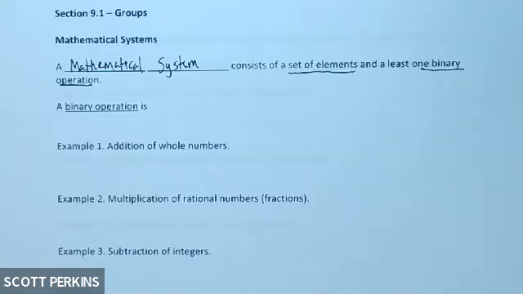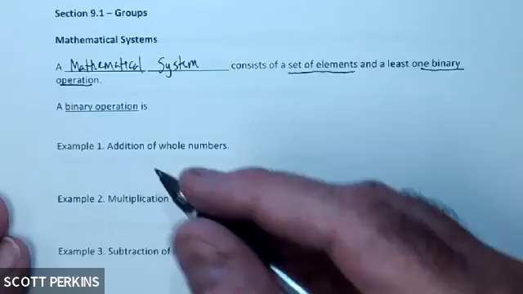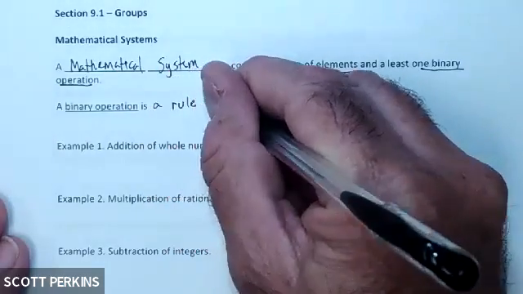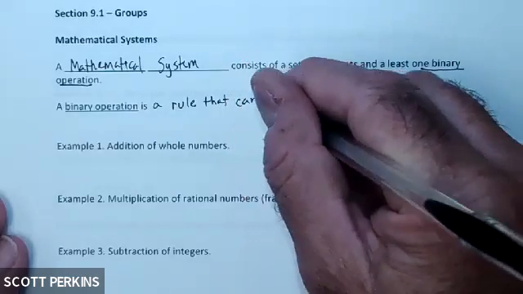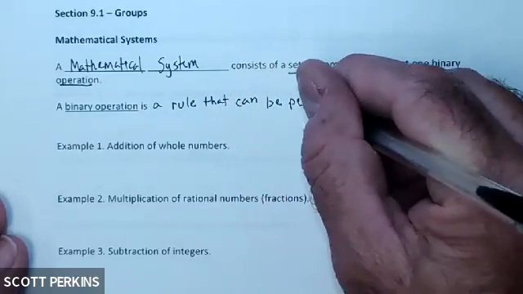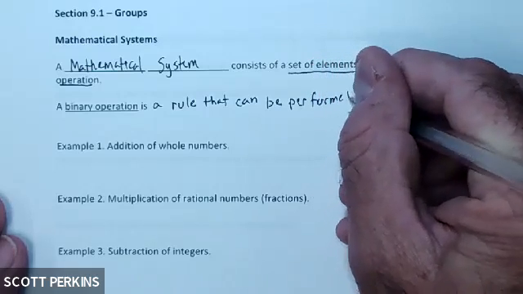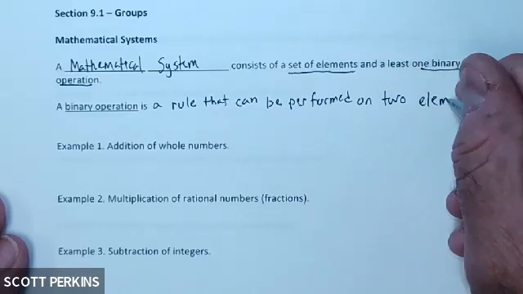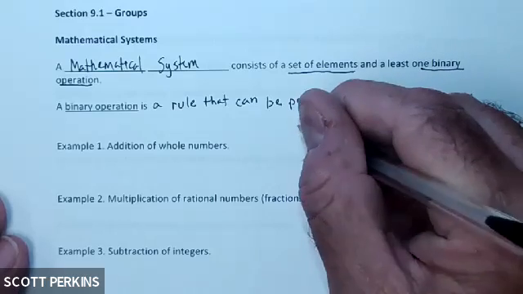So a mathematical system, which is what we're talking about in this unit, has two things. It has a set of elements, and it has at least one binary operation. And a binary operation is a rule that can be performed on two elements of a set.